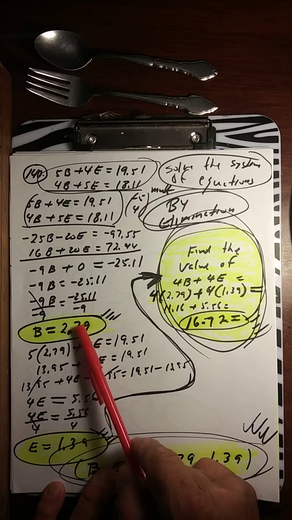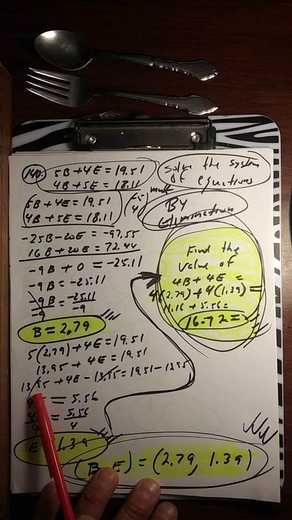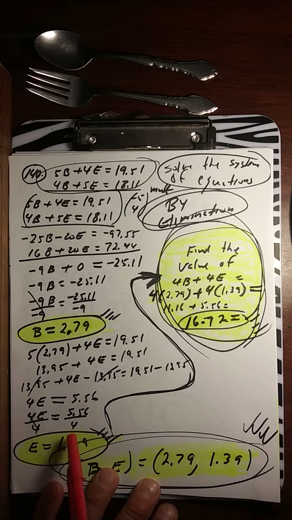Now, I know one answer. Put it back up here. 5 times that is this, plus that, subtract 13.5, 13.95. So 4e equals 5.56, divided by 4, so e equals 1.39. Now, that's what b, that's what e is.